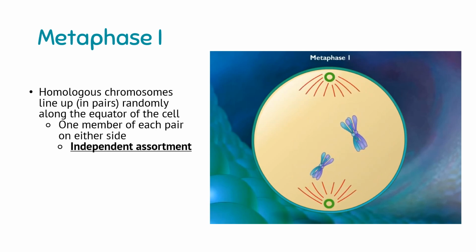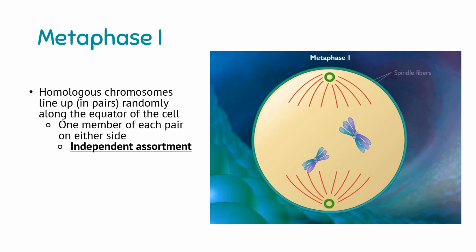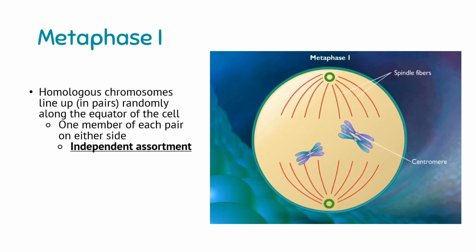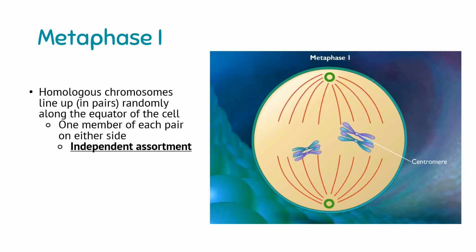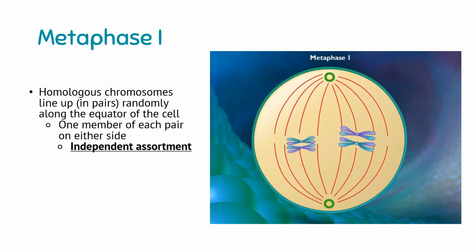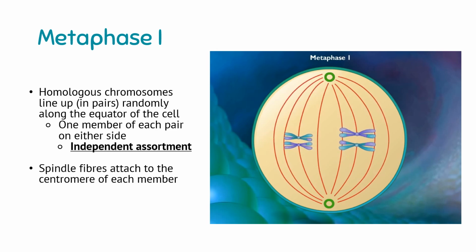So the homologous chromosomes line up in pairs randomly along the equator of the cell, one member of each pair on either side, as you can see is happening now. The process of them randomly aligning is called independent assortment, which we'll go into in just a second. Then the spindle fibers attach to the centromere of each member, so each chromosome.